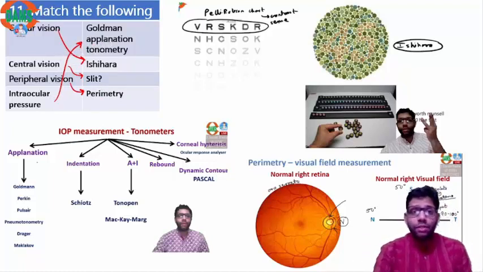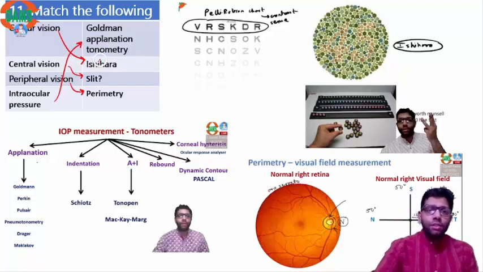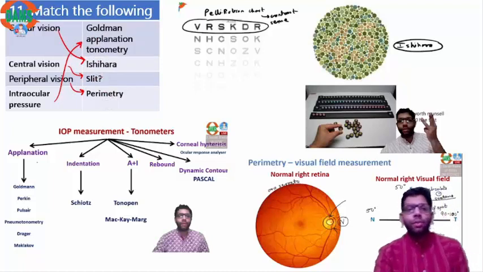You know which one is a subjective test? Ishihara is a subjective test. Goldmann is an objective test. Perimetry is a subjective test. Slit lamp biomicroscopy, if that was in the question, that is an objective test.